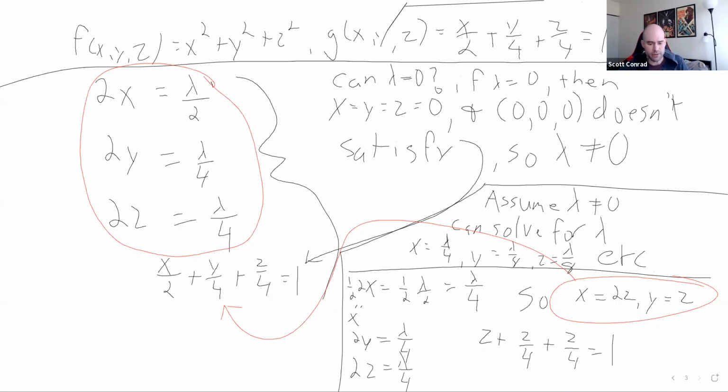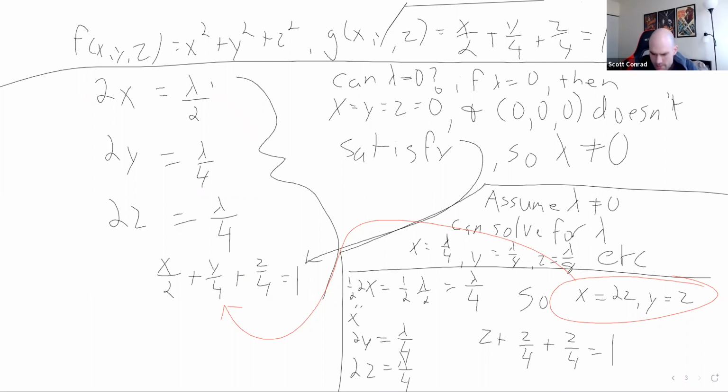and then I can set the left-hand sides equal to each other. So I know x now is equal to 2z, and 2y is equal to 2z. In other words, y is equal to z. Yeah. So I'm using that to get a relationship between x and z and y and z. Okay.